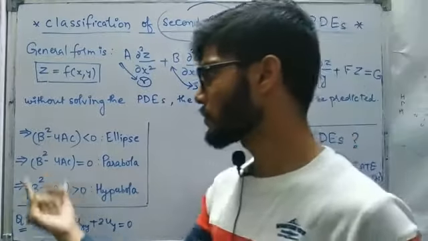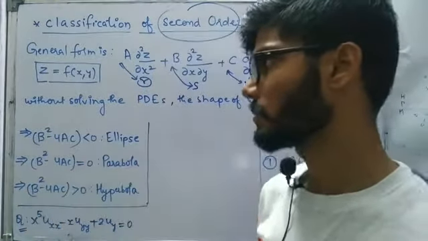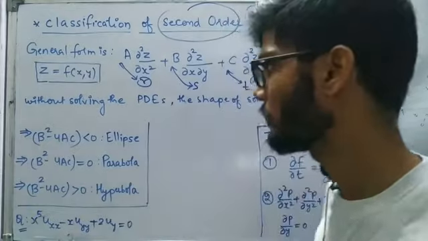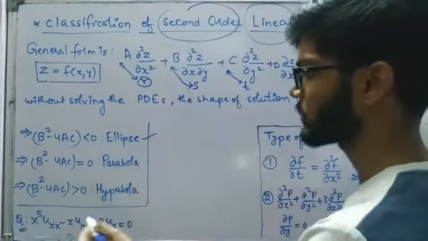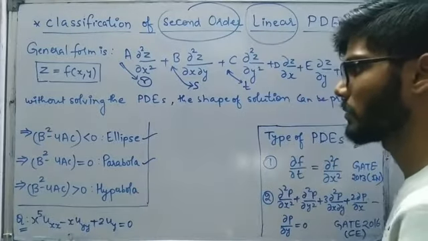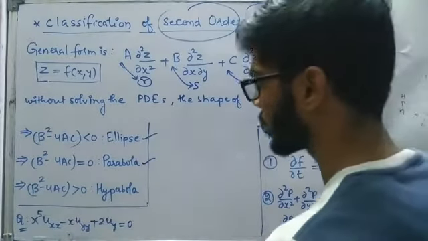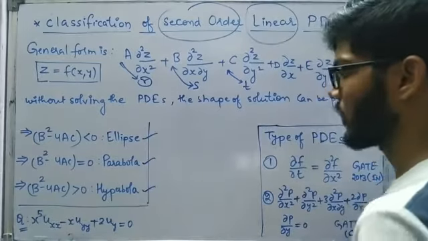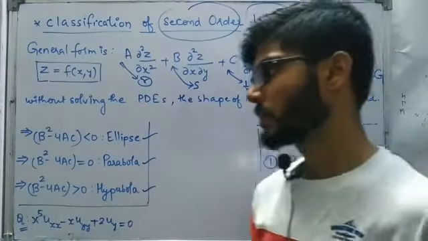So based on b² minus 4ac, if this term is less than 0, we are going to have the shape of the solution as an ellipse, and if b² minus 4ac is equal to 0, then the shape of the solution will be a parabola, and if b² minus 4ac is greater than 0, then we are going to have a hyperbolic shape of solution.